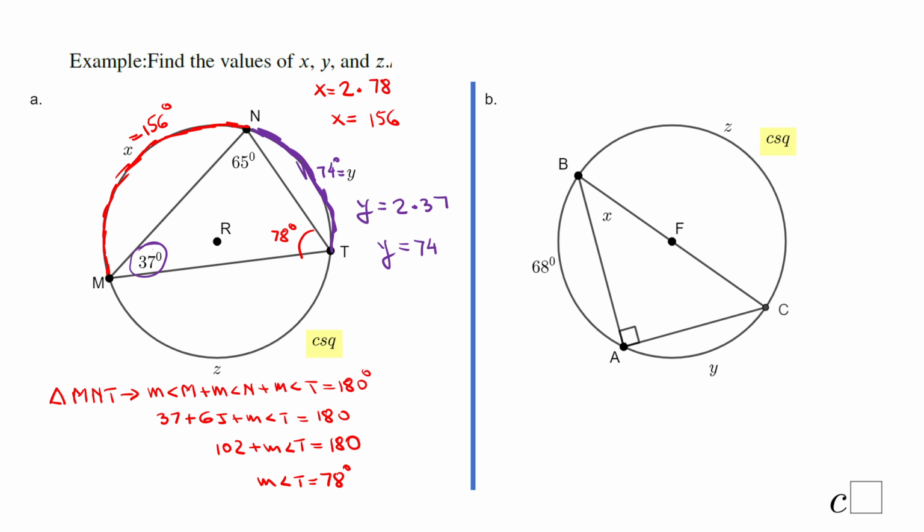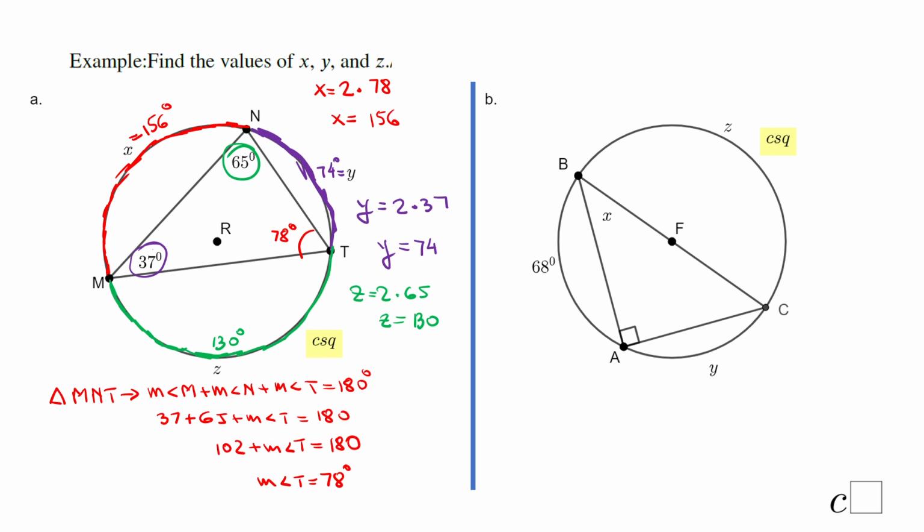Okay, and now we need to find z, and for z we have choices. Like I said, it's more than one choice. But I think the easiest one is to look at what this z is. This is the arc for which the inscribed angle is 65. So z will be 2 times 65, and that will be 130 degrees. And last thing you can do to check, add this number 130, 74, 156. You should get 360 because that is the whole circle.